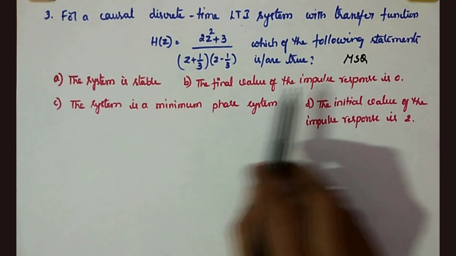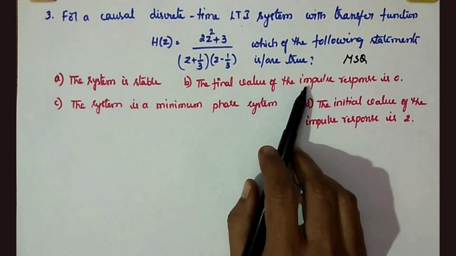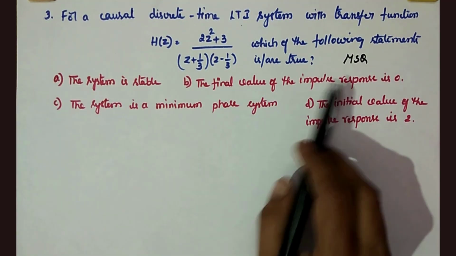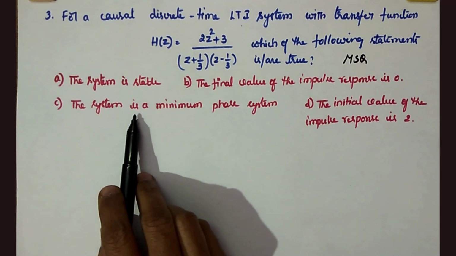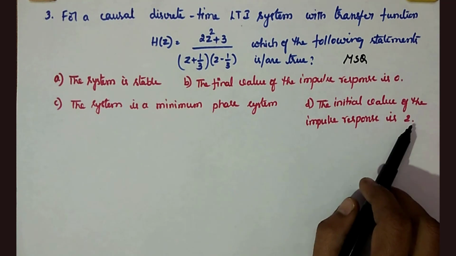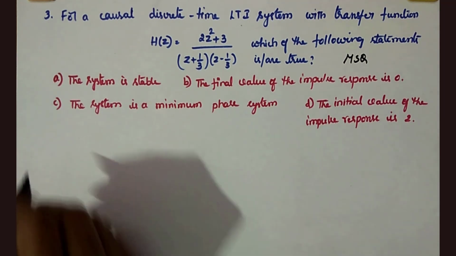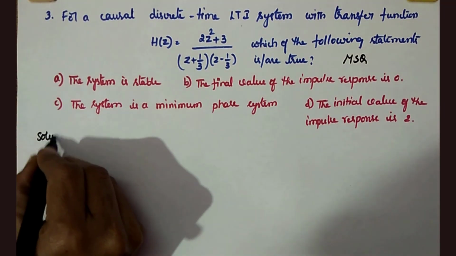The options are: the system is stable. The second option, the final value of the impulse response is 0. Third option, the system is a minimum phase system, and the last one is the initial value of the impulse response is 2. So for this problem you have to check the options one by one. I'll start with the first one.